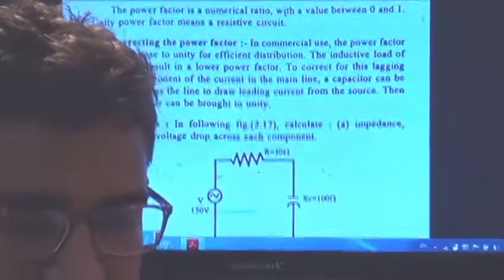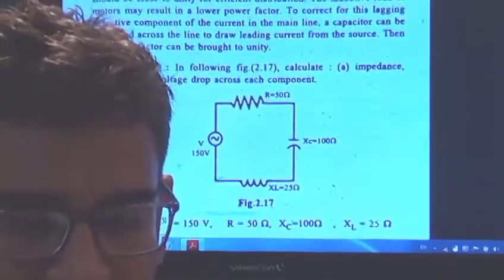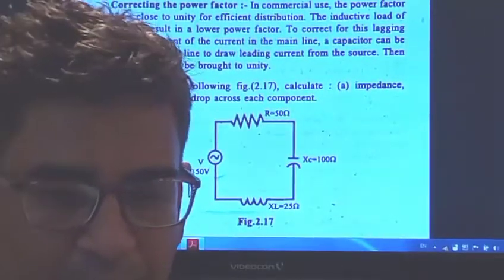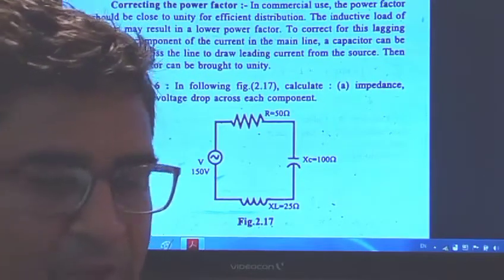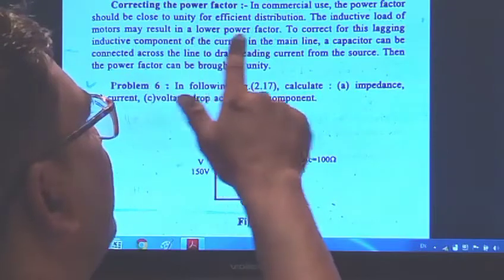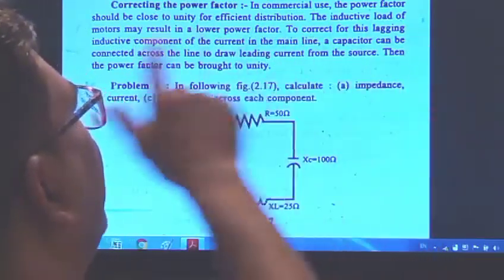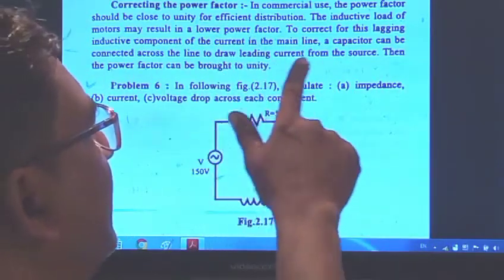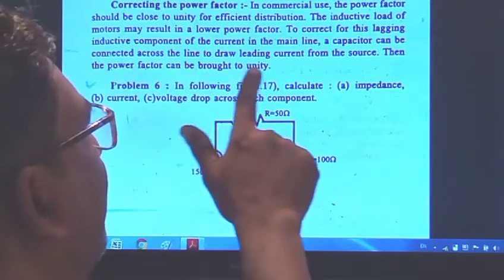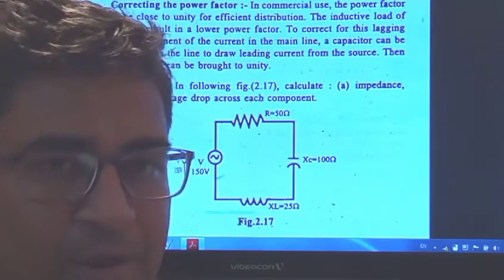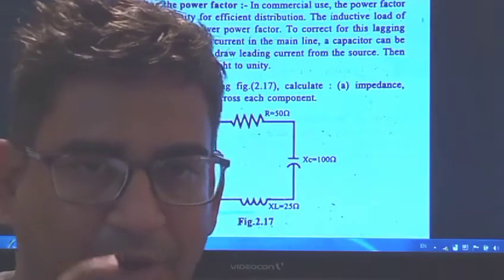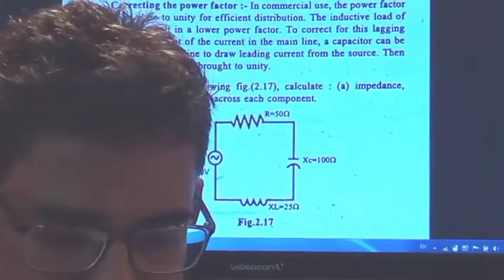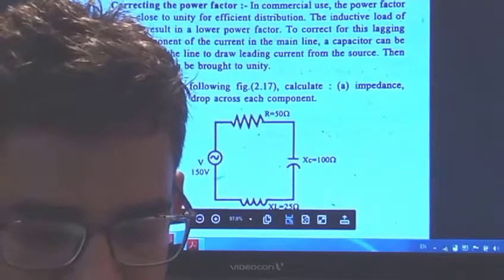Then correcting the power factor. Whenever you are using this power in commercial use, the power factor should be close to unity for effective distribution. The inductive load of a motor may result in a low power factor. To correct the lagging inductive component of the current in the main line, a capacitor can be connected across the line to draw the leading current from the source. Then the power factor may be brought to unity. Means you have to attach the capacitor to correct the power factor in a particular line. So these are all about the bandwidth and the power factor.